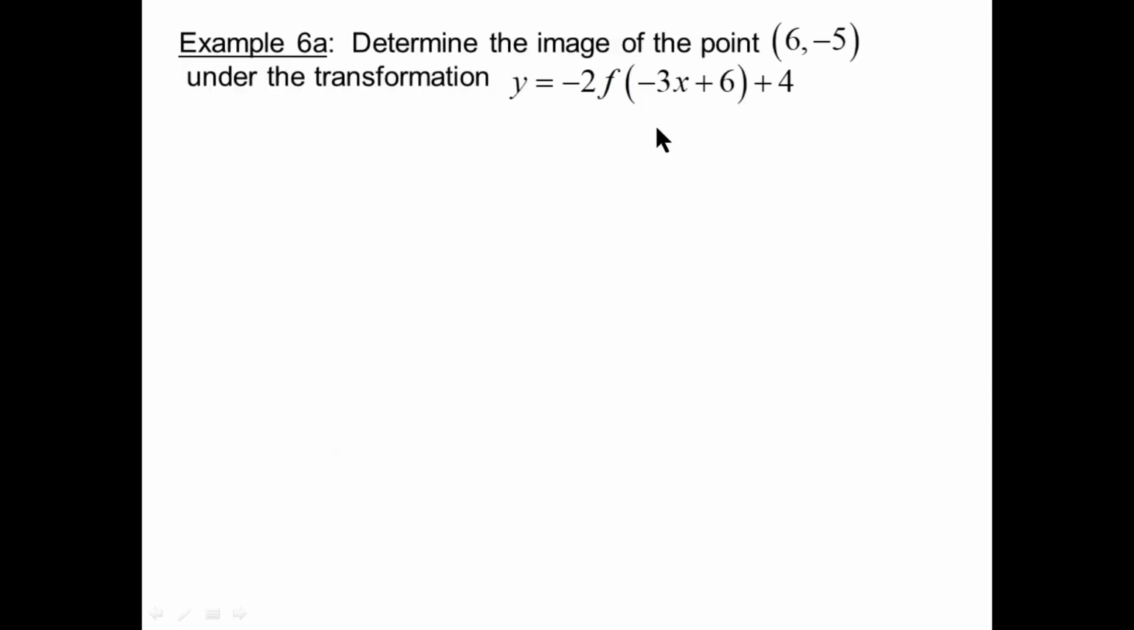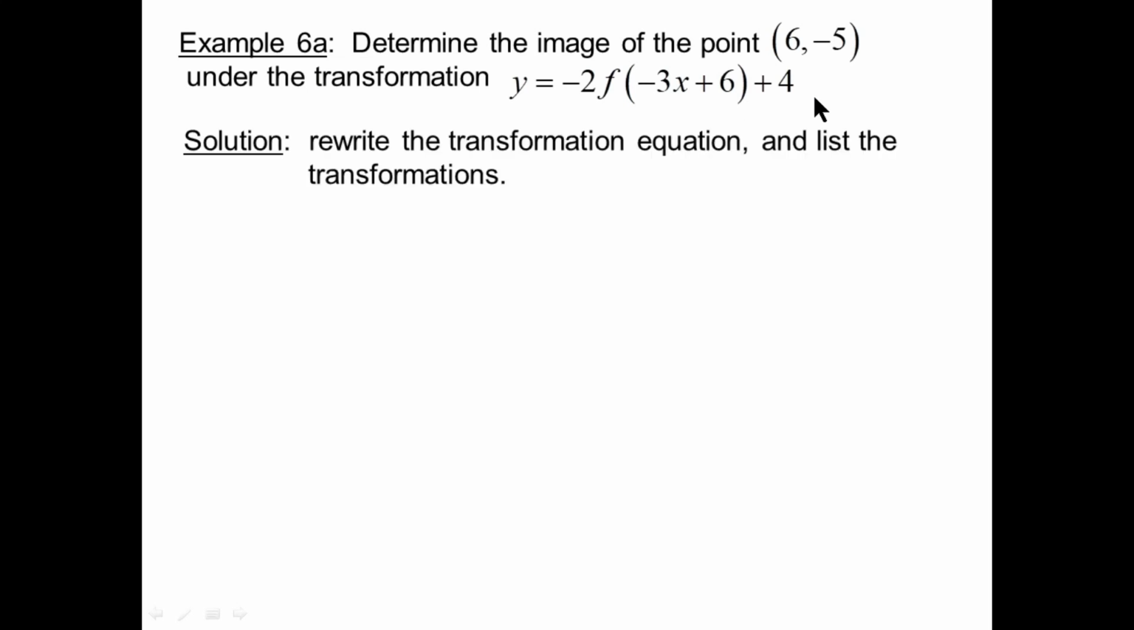Example 6a. Determine the image of the point (6, -5) under the transformation y = -2f(-3x + 6) + 4. What this means is this point is on f(x), and it has been transformed by this transformation equation into some new point, some destination point. Where did this point end up under all these transformations?